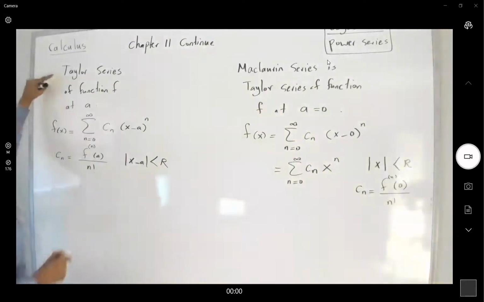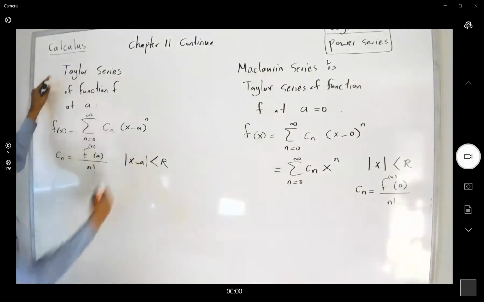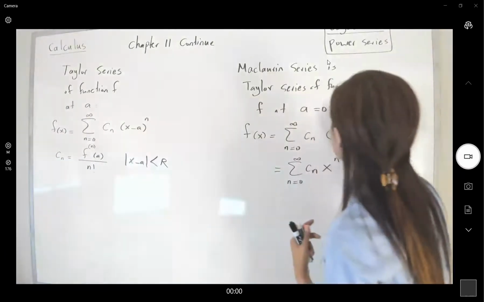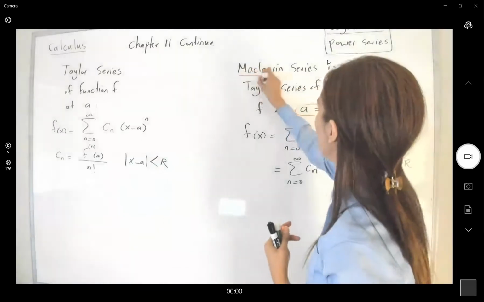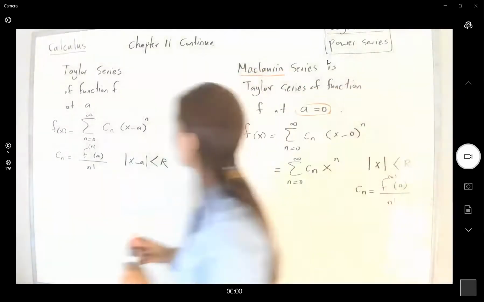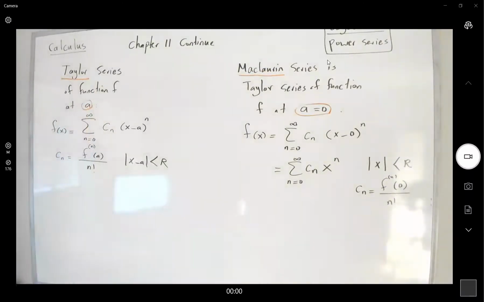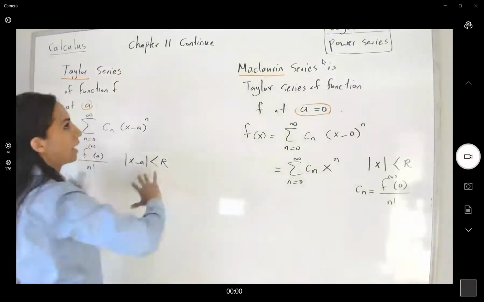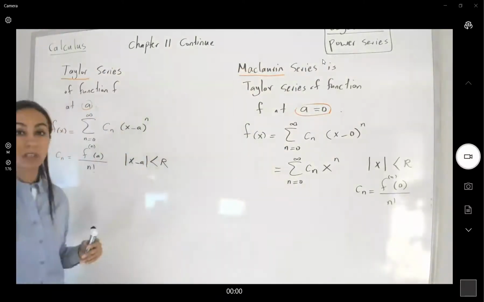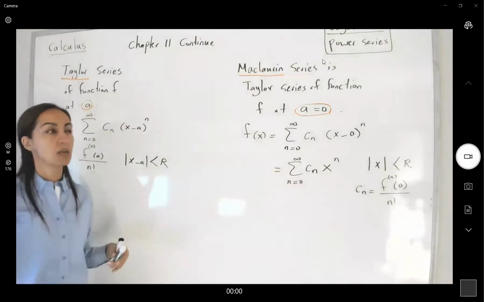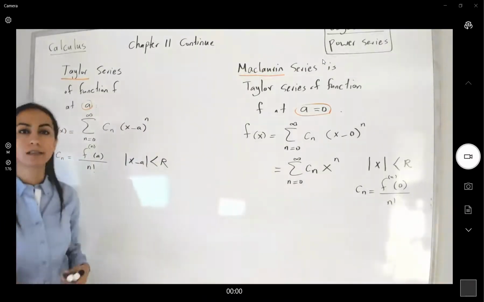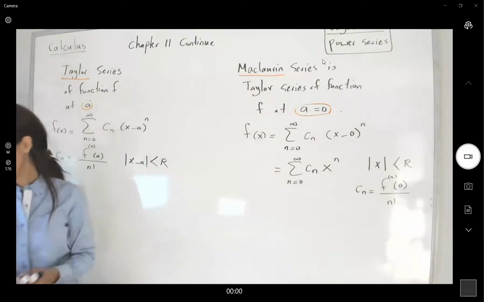So in general, you have a Taylor series. a can be any number. In the special case when a is 0, we call the Taylor series a Maclaurin series. So let us write down these two on the right-hand side of the board. Then we're going to go over some examples, writing down the Maclaurin series for known functions.